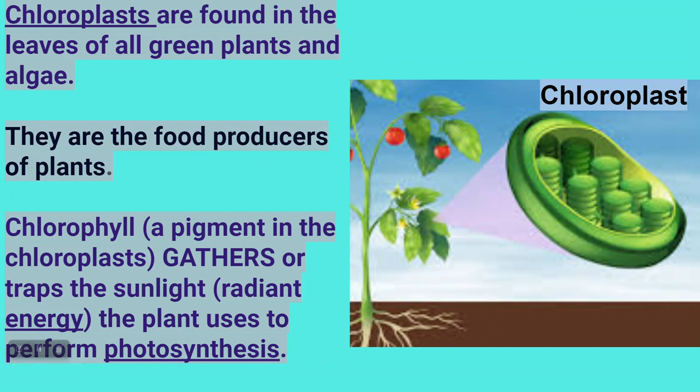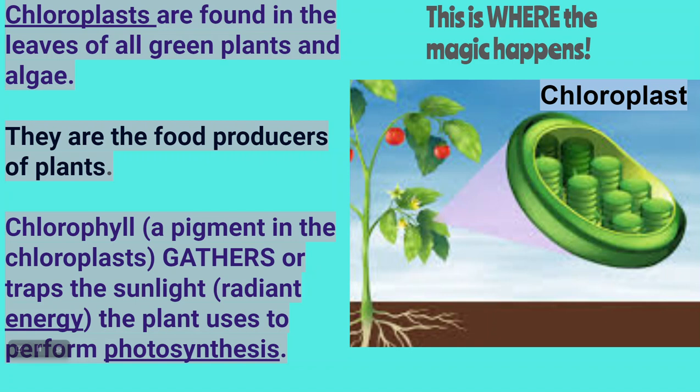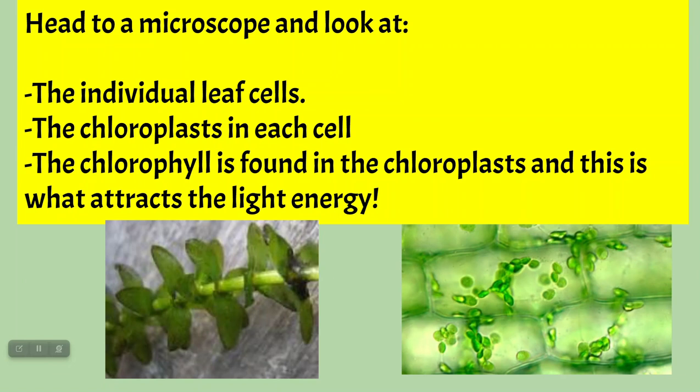The chlorophyll is the pigment in the chloroplasts that gathers or traps that sunlight, the radiant energy that the plant is going to use to perform photosynthesis. Okay, so the chloroplast is the place where the magic happens. And if you're in the classroom, you're going to head to a microscope and you're going to look at Elodea cells. And so you're going to try to look for the chloroplasts in each cell. And just know that that chlorophyll is found inside the chloroplasts. That's actually what attracts and traps that light energy. And it's the chlorophyll that makes everything green.